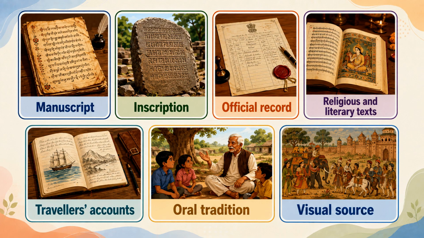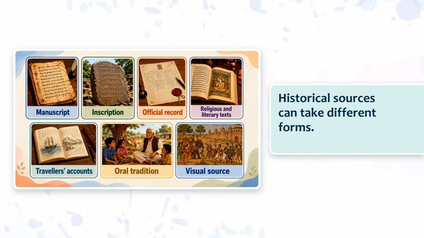A manuscript is a text written by hand. An inscription places writing on a durable surface. Official records, religious and literary texts, and travelers' accounts are other written forms. An oral tradition passes information through speaking, listening, and remembering, while a visual source communicates mainly through images. Distinguishing the source type helps us understand what kind of material we are examining. The 7 cards give us a source form map.